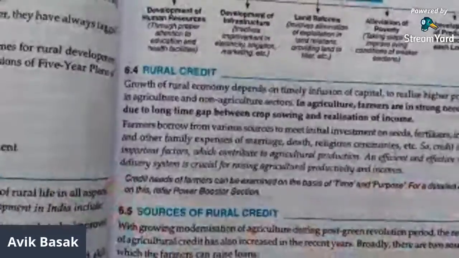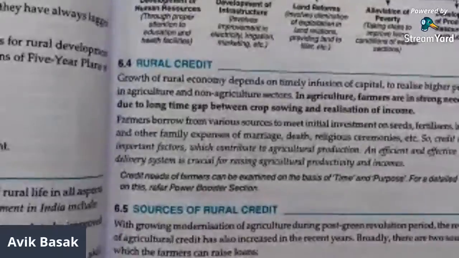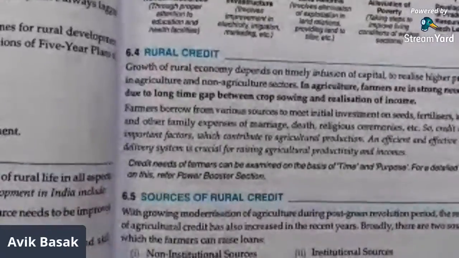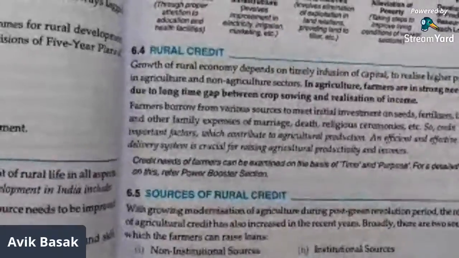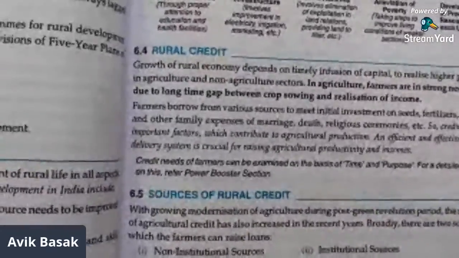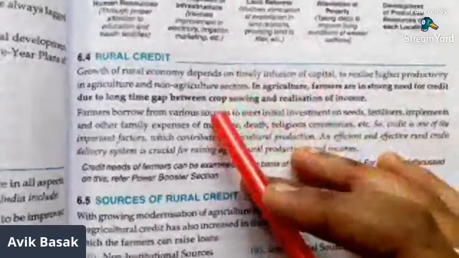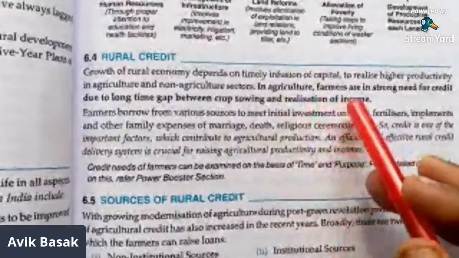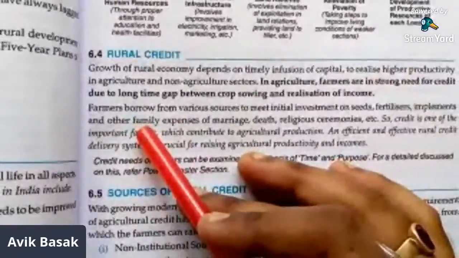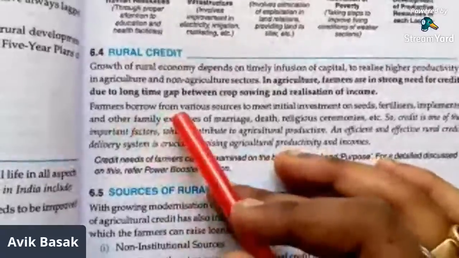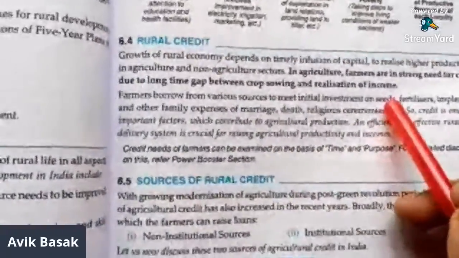So the government thought, why not provide loans to the poor people, to the rural people, the needy farmers, the peasants. Okay, so what is this all about? It is rural credit. In agriculture, farmers are in strong need of credit, meaning a loan or borrowed money, due to the long time gap between crop sowing and realization of income.